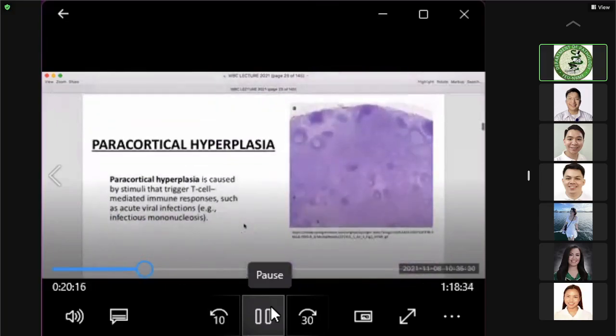Okay. Paracortical hyperplasia naman. On the other hand, this is the one that is in between the germinal centers of the follicles. So T cell mediated immune responses is the one that is causing this, like acute viral infection. So you get to have a larger area of the parafollicular or paracortical area, meaning the T cells are increased, or the ones that are reactive over here.